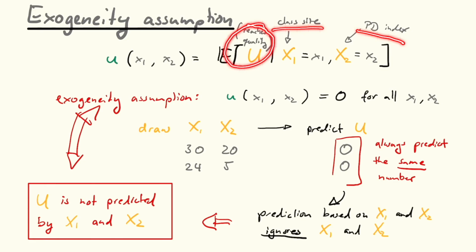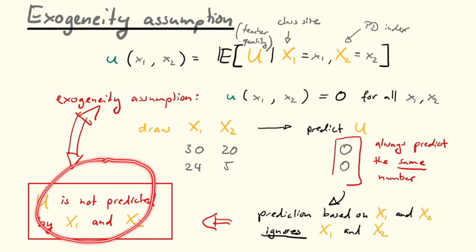This makes it easy to see that the exogeneity assumption is unlikely to be satisfied if the highest quality teachers teach in districts where the PD index is low or where there are few disadvantaged students, or if the best teachers tend to teach in the smallest classes. From this version of the exogeneity assumption, it's also easy to derive a necessary condition for exogeneity. That is a condition that has to hold, or else exogeneity cannot hold.